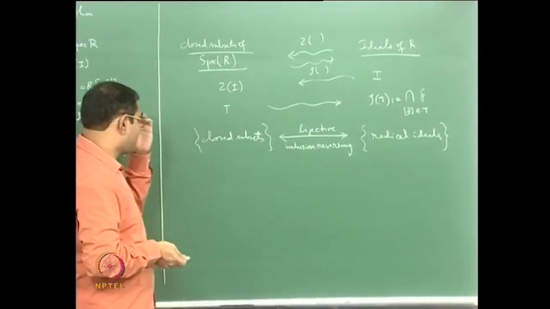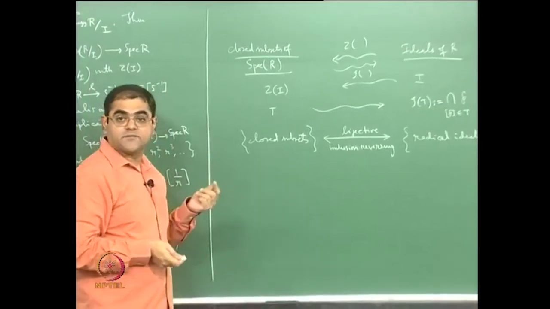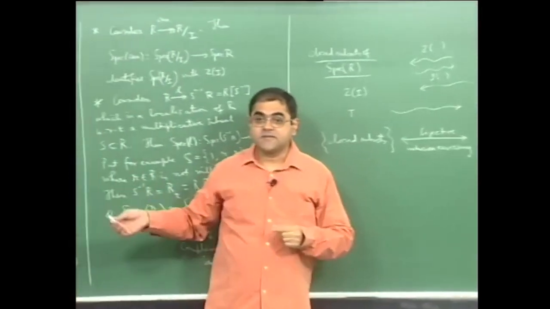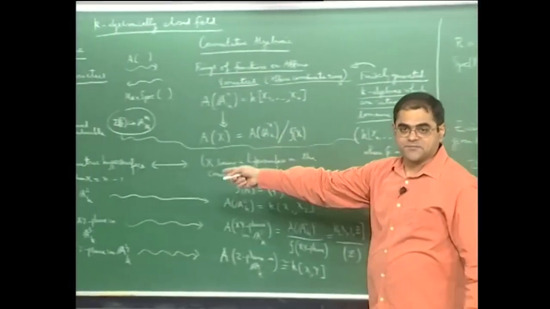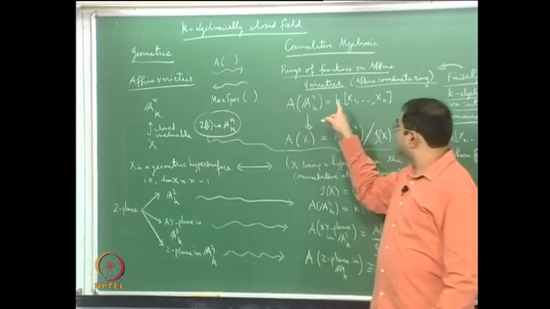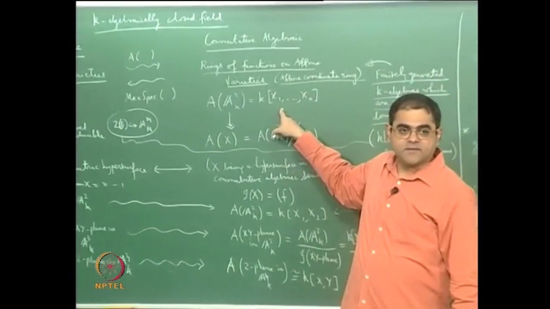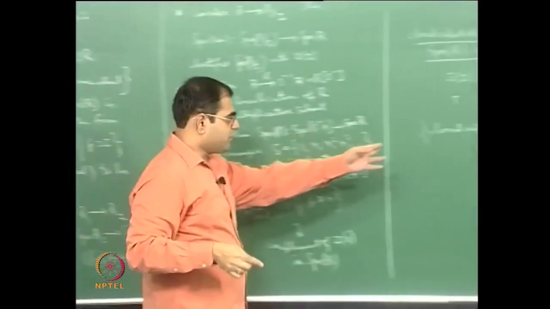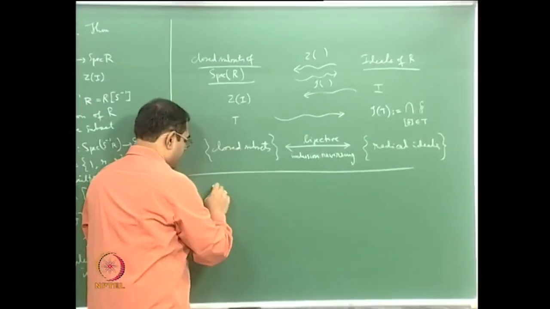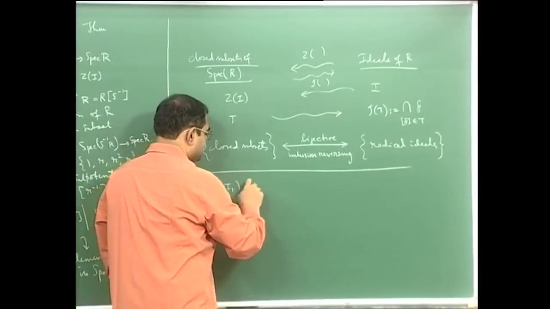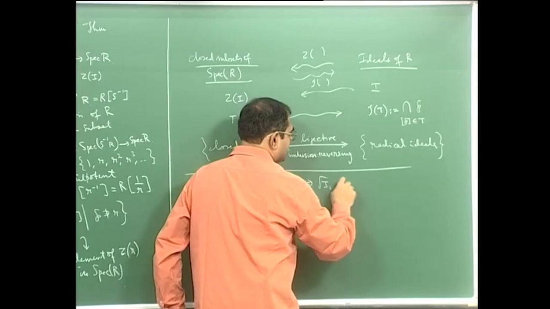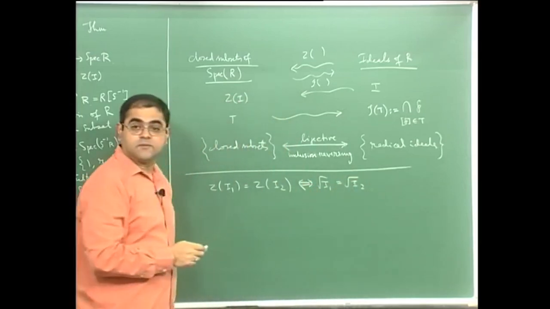Okay, and there are statements here which correspond to the kind of statements that we got in the case of affine space. Here we got it between closed subsets of A^n and ideals of the polynomial ring in n variables over k. We have similar statements here. So here also you have statements like Z of I1 is equal to Z of I2 if and only if rad I1 is equal to rad I2. Okay, you have a statement like this.